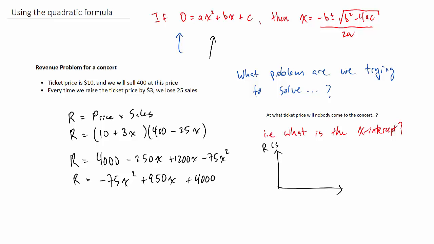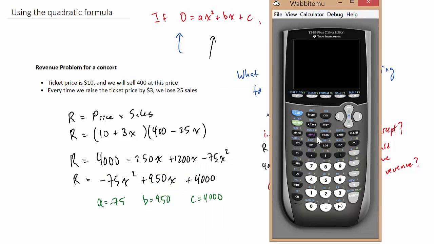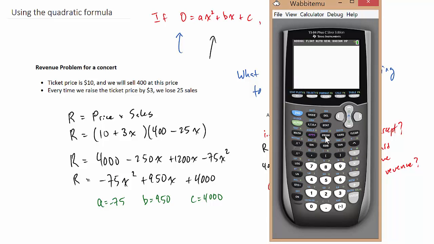Essentially, we're trying to figure out what's the x-intercept of our revenue function. So we want to know what price would we charge where nobody would come anymore. So what would be too much for even the richest people to come to this concert? Or another way to ask that question is when would we have 0 revenue? So if we take our a, b, and c values, we can go to our calculator and let's do the shortcut way. We'll find the program and we'll plug in a is negative 75, b is 950, c is 4,000.